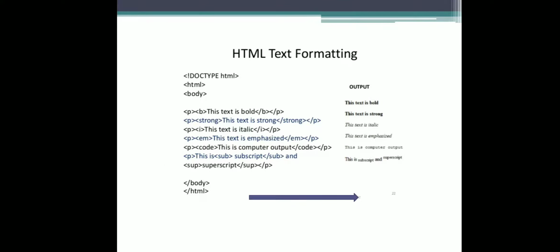Next, we'll see HTML text formatting. Text formatting is nothing but giving some style to the formatting of the text. You can make style for the text. You can give bold, you can give a color, and you can change the text. These are some of the different types of tags shown in this example, and how the output will be displayed.